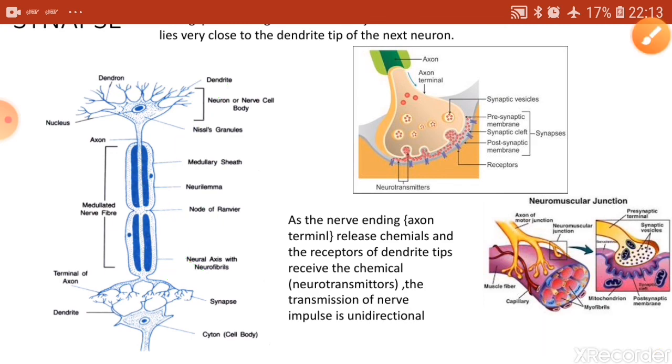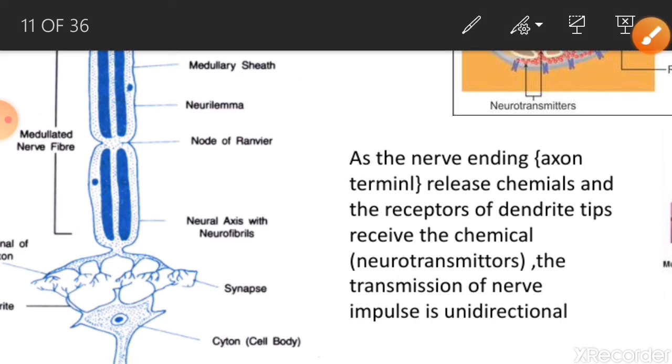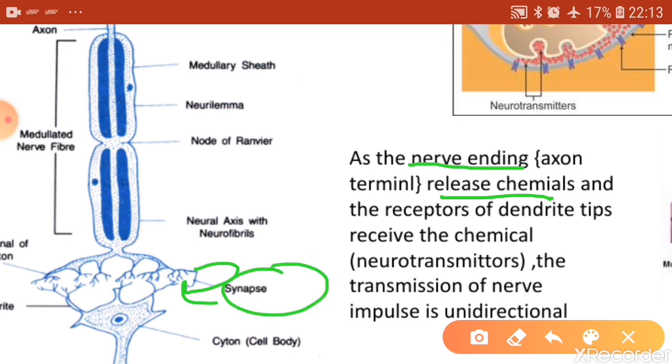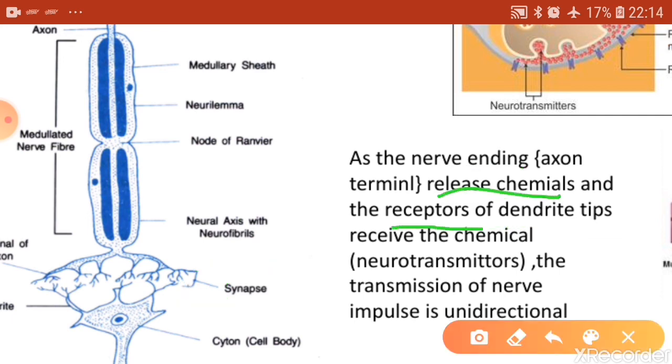And why is it so? It is because the axon terminals are the ones which release chemicals. The axon terminals or the nerve endings release chemicals, and these chemicals cross the synapse, and after crossing the synapse they bind to the receptors which are present in the dendrite tip of the next neuron. Okay, so since the axon terminals release chemicals and the dendrite tips have receptors for receiving the chemicals, the transmission of nerve impulse is always unidirectional.